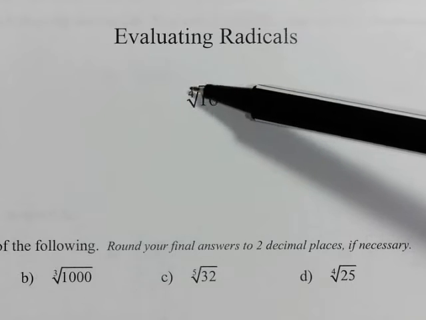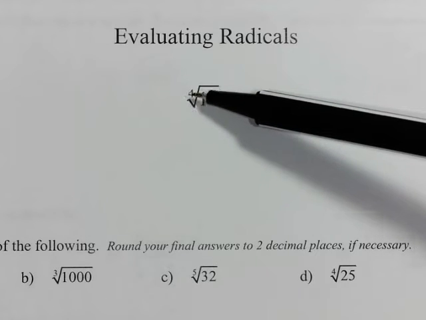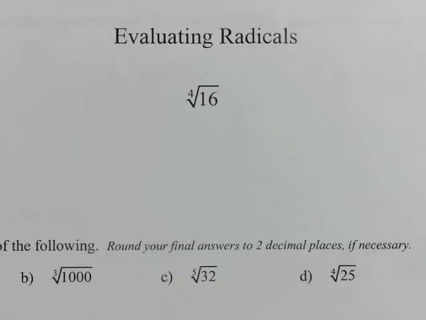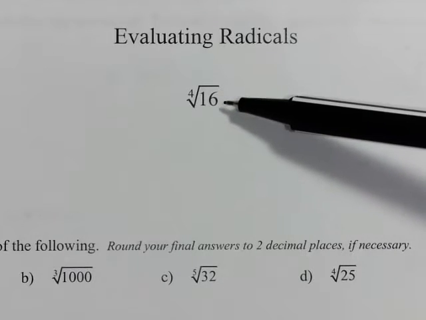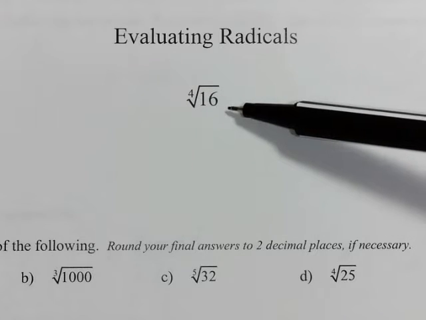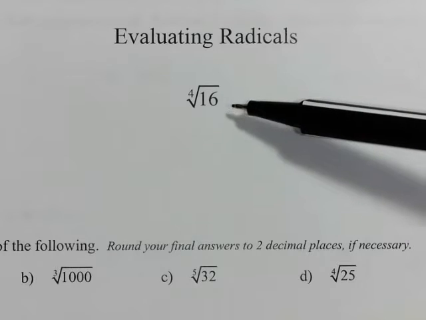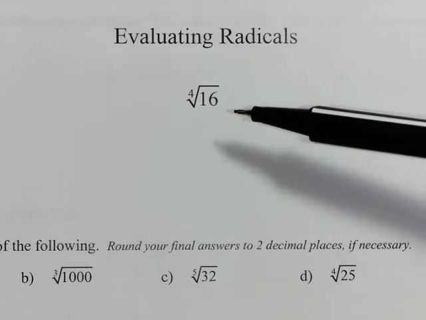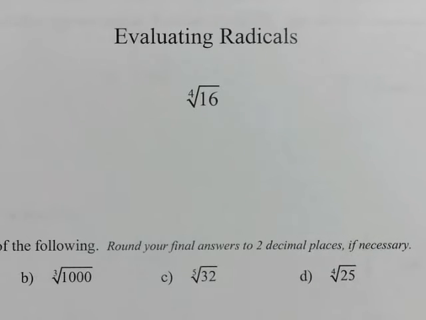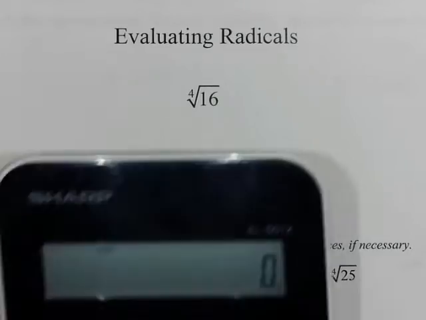Normally when we do a square root, there isn't a number here, but what this shows is that instead of looking for a number squared that gave us 16, we are looking for a number to the power of 4 that gave us 16. On your calculator, you should have the ability to calculate the fourth root of 16. You just have to find the right buttons on your calculator. I'm going to show you two different ones.